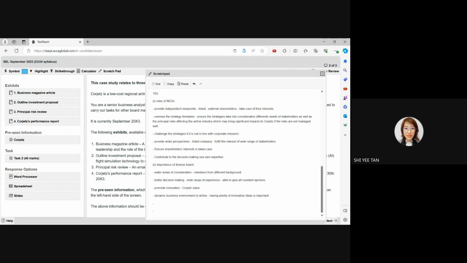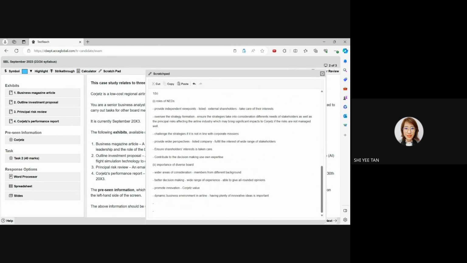Okay, so better decision making, in the sense that a diverse board will lead to better decision making, because the diverse board consists of people or members with a wide range of experience, so they are able to give opinions, and the opinions come from every single consideration, every single area. So the decision making will be better because you already consider thoroughly every area that we are supposed to consider, right?